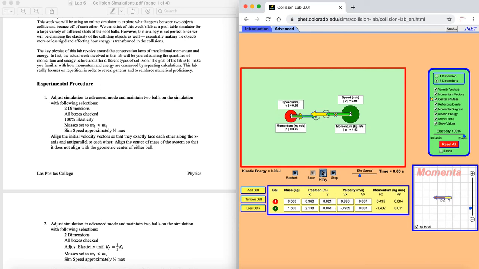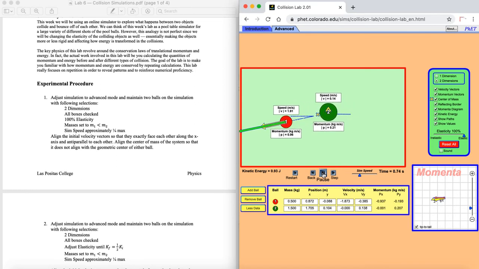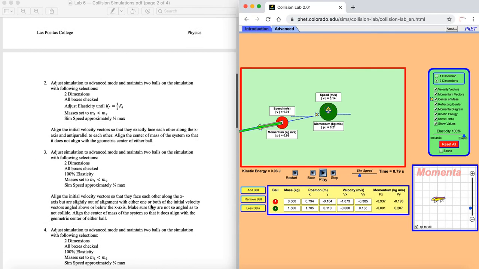Okay? All right, so then it's just a matter of running the simulation. There we go. Okay, so what happened there? The two balls bounced into each other, and it kind of looked like one went straight up and the other went back the way it was going. So we need 3 different things to happen.